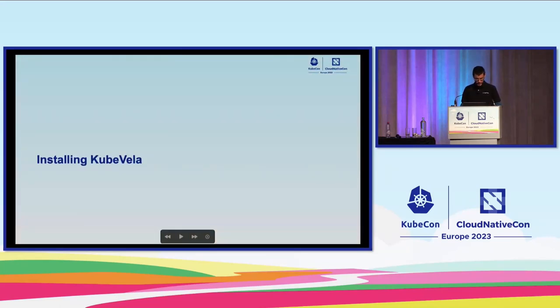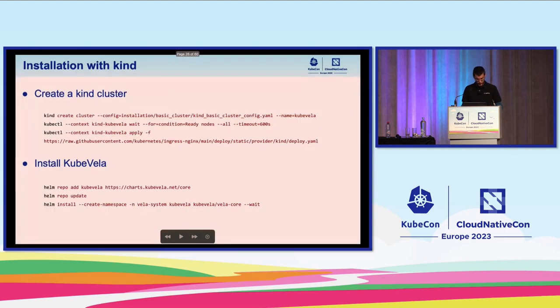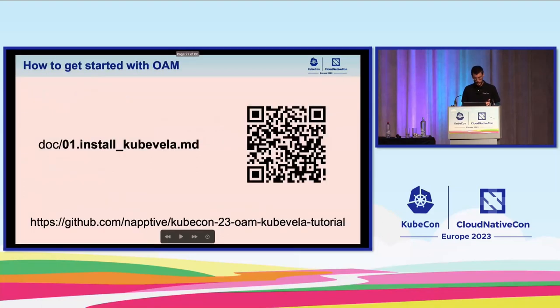So with that said, let's go now more into the hands-on part of the tutorial. And let's start with the very beginning, which is installing Kubevela. For that, we will do two things. We will create a kind cluster, and then we will install Kubevela on it. All of these steps are on the GitHub repo that I just pasted before. And we will follow the first document, which is installing Kubevela.